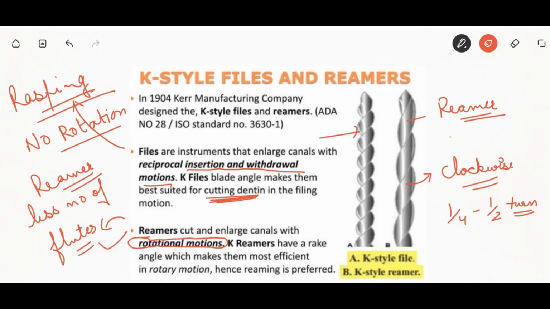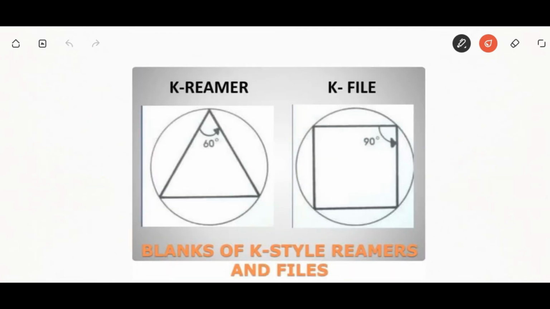It is placed in the root canal and pressure is exerted against the canal wall. An instrument is withdrawn while maintaining the pressure. So let us discuss the difference between the files and the reamer. Remember, from your exam point of view, the files have a square cross section, whereas the reamers have a triangular cross section.